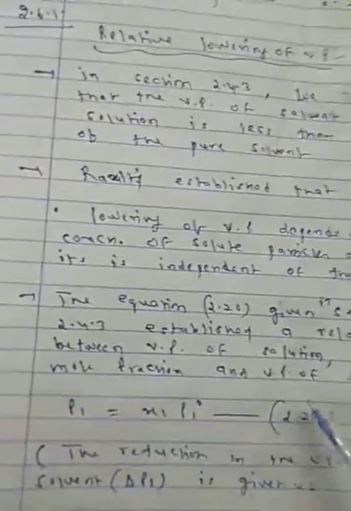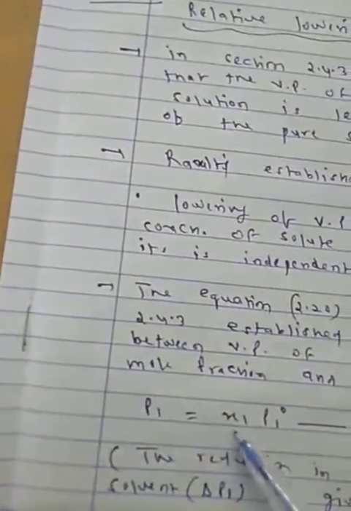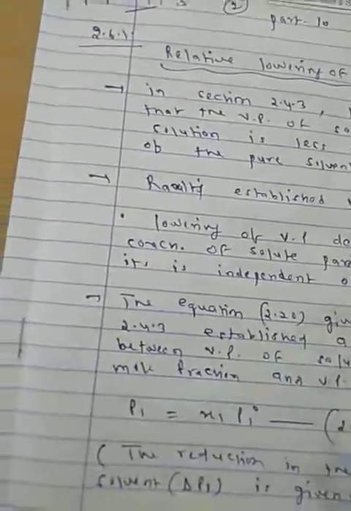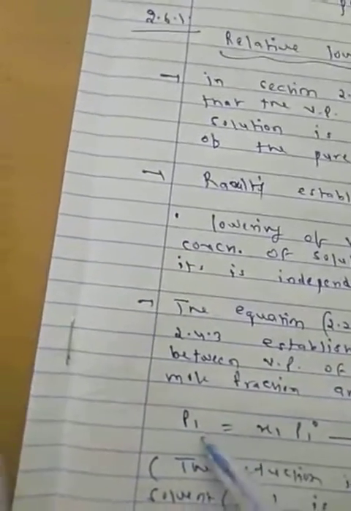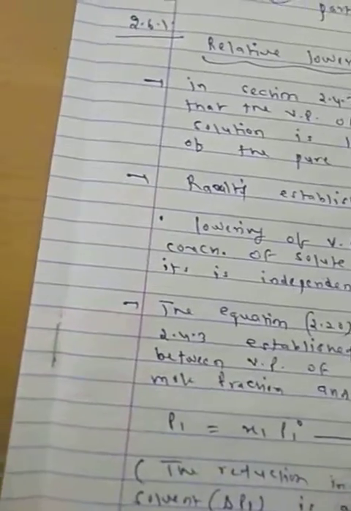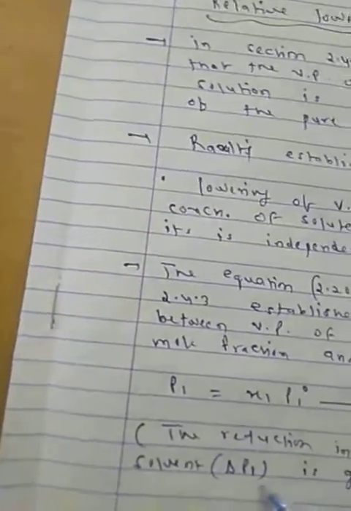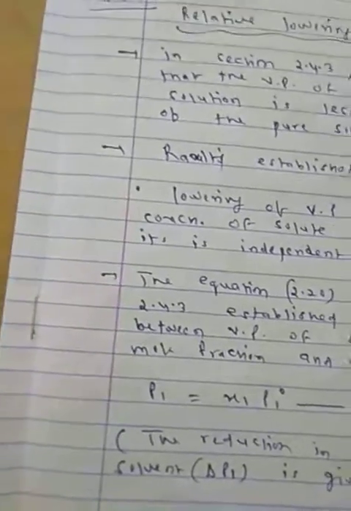Equation 2.20 given in section 2.4.3 established a relation between the vapor pressure of a solution, the mole fraction, and the vapor pressure of the pure solvent: P1 is equal to x1 P1°. Earlier we used that equation. Now the reduction in the vapor pressure of the solvent, delta P1, is given as follows.